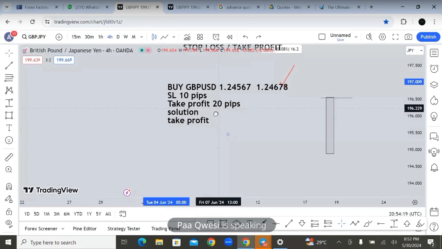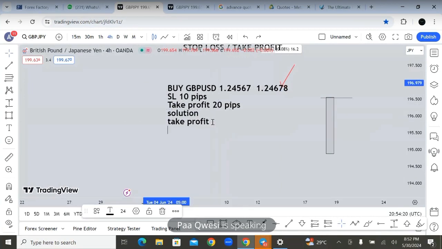You take the current market price of 1.2467. We are going to ignore the pipettes, the fractional pips. We are only going to take this one, the 7, into consideration. So we are going to add, you said 20 pips, so it will be 0.0020.